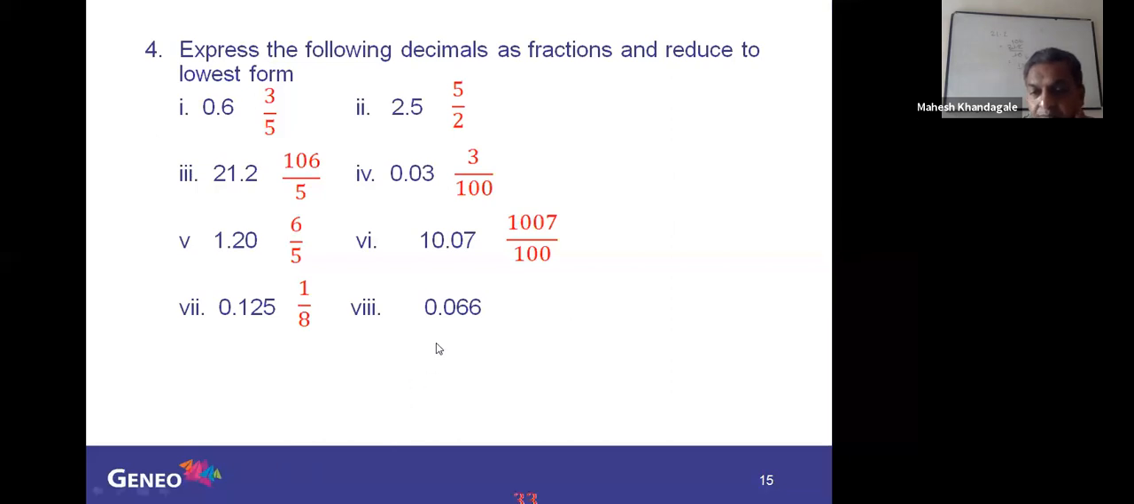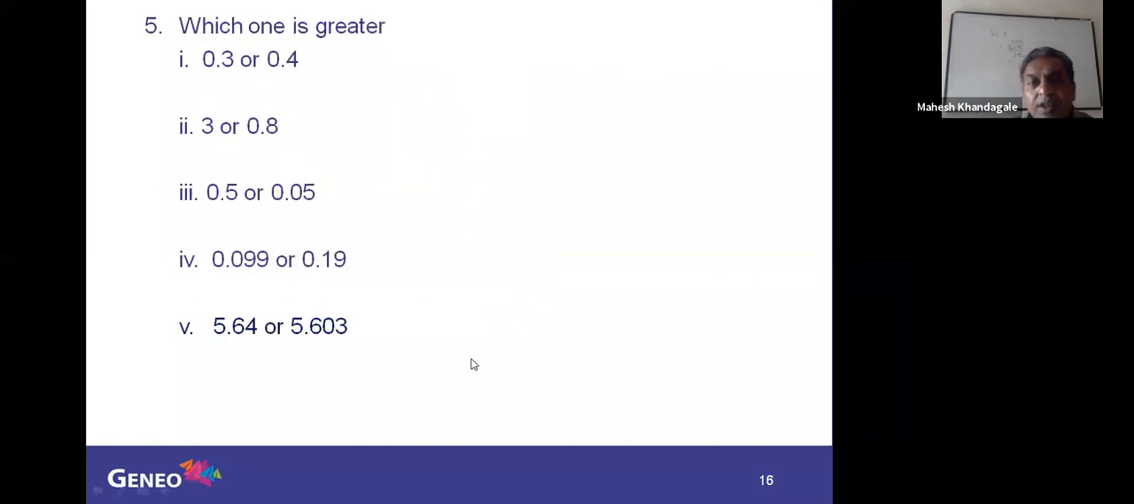This one is 66 upon 1000 आएगा अभी, and divide by 2, which is the common factor, so that will be 33 upon 500. Okay, then which one is greater? Quickly we will see. Unit place 0 0 है, छोड़ो. ये 3 और 4 कौन सा बड़ा है? 4. So 0.4 is greater.